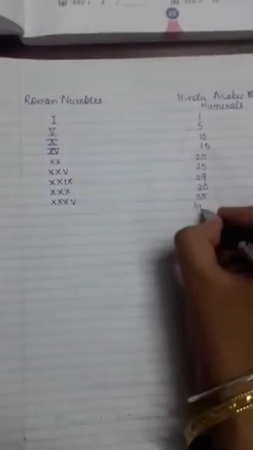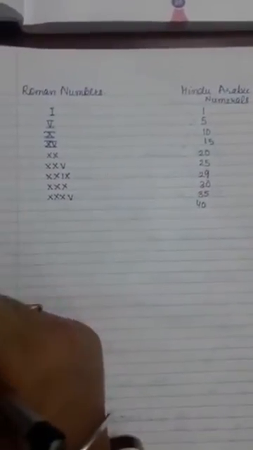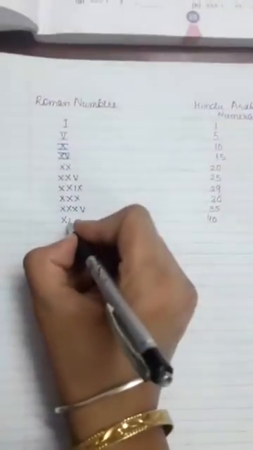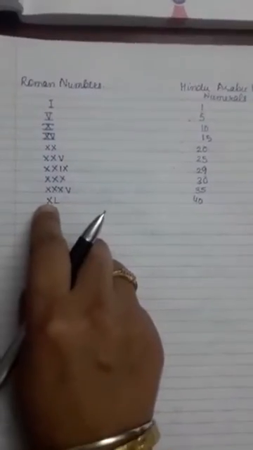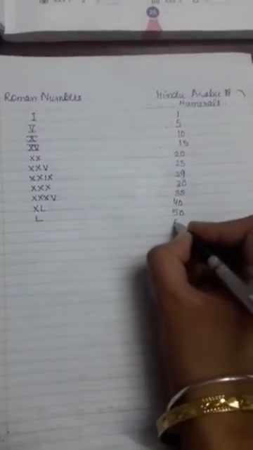Now 40. 40 we did in the subtraction rule, remember? It can be written like this, XL. You have to remember 40 is always written as XL. Then 50, from the table, remember this, the value of 50 is always L. Now if you have to write 55, you will write L and V.